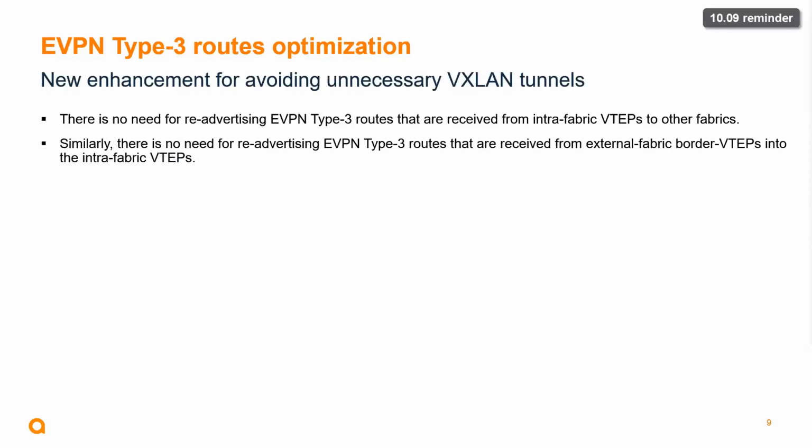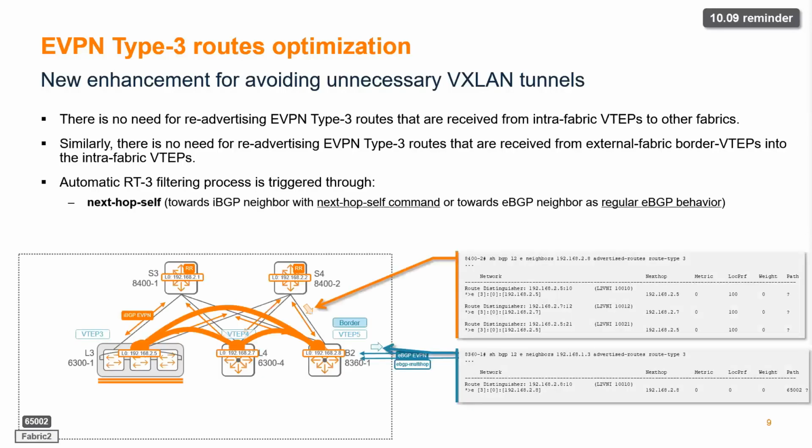Similarly, we don't want to re-advertise what has been received from the external fabric to the intra-fabric VTEP. So there is an automatic filtering process that is triggered for that. Automatically, no CLI to do for that one. This is done by Next-Hop-Self. So the Next-Hop-Self aspect, there is one which is towards IBGP neighbor, and that is coming with the command that you put on the neighbor, which is the Next-Hop-Self command, okay, that you put in the CLI for BGP.